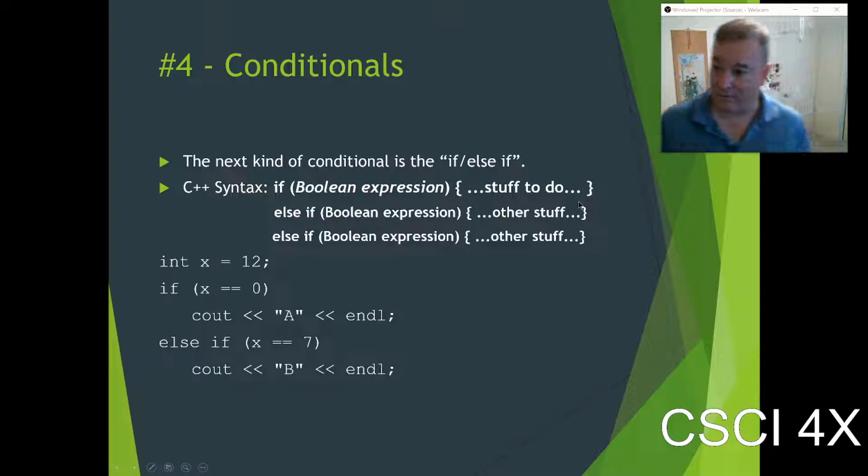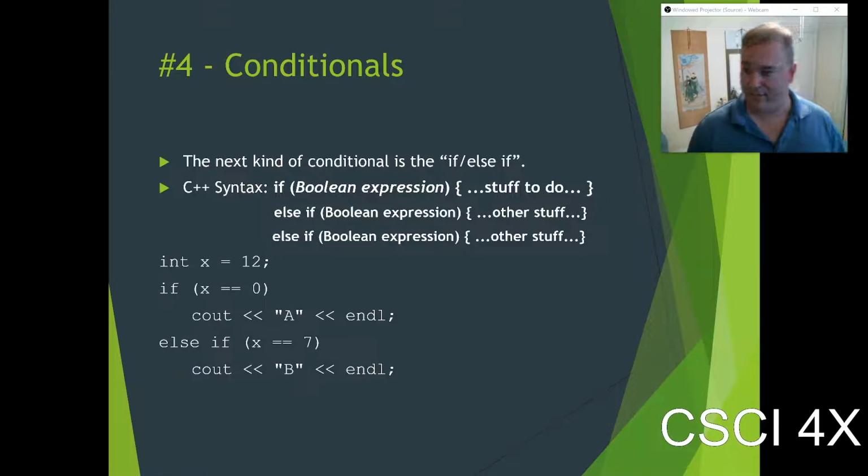Now, this is something new. This is the if-else-if. So this code will print A if X is 0. And if X is not 0, then it moves on to the else-if. It says, is X 7? If it is, it'll print B. If it's not, it just moves on without doing anything. So everybody on Discord, please print what this will print to the screen.